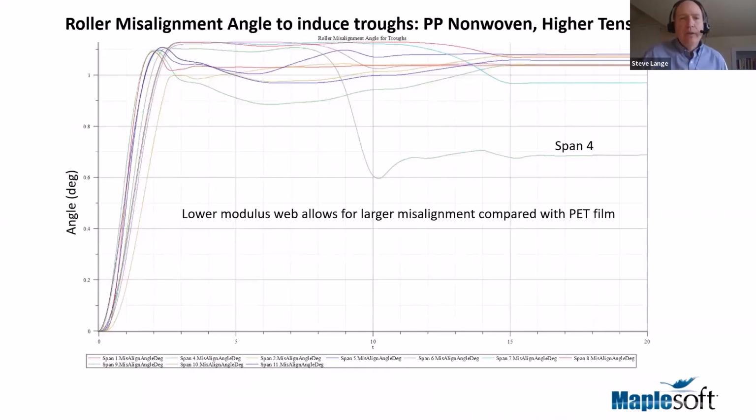For the polypropylene nonwoven, its properties allow for a little bit more misalignment. It's more up around the 1 degree instead of 1/10 of a degree. Although you do see one span sticking out there, span 4, seems to be more sensitive. So that's one of the other benefits of this, is maybe you can see which of your spans are more intolerant to misalignment than others, at least in this simulation.